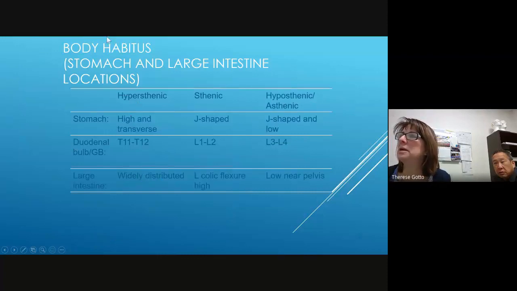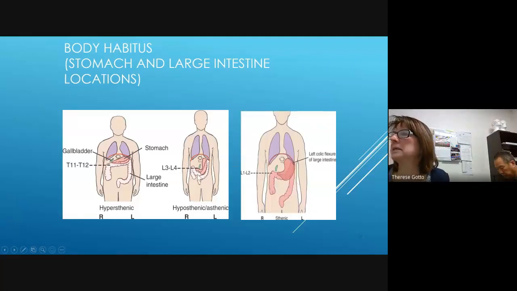Okay, this is a good slide for you guys to know where your orientation on your body habituses are. So for our average patient, we have a J-shaped stomach, half vertical, half horizontal, and your bulb should be about L1 and 2. Everybody else is going to be above that if they're hyper, below that if they're hypo. Here's another view of that. L1 and 2, right here is your average. So if you remember this anatomy here for your average, then you can kind of guess if they talk about hyper or hyposthenic.